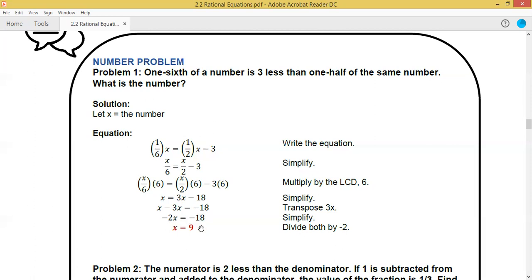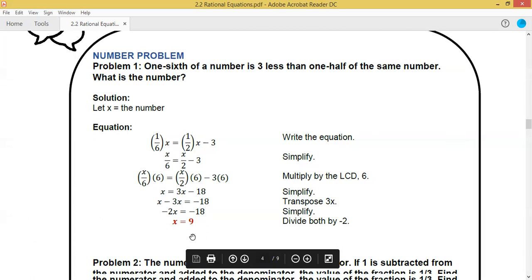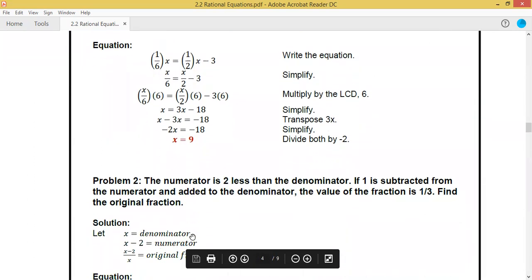We divide both sides by its numerical coefficient, negative 2. So we have x equals negative 18 divided by negative 2, 9. So the number is 9. Let's go to the second problem.